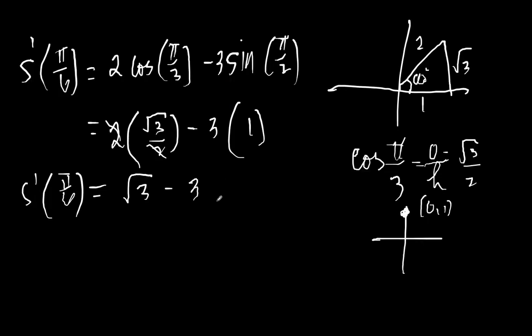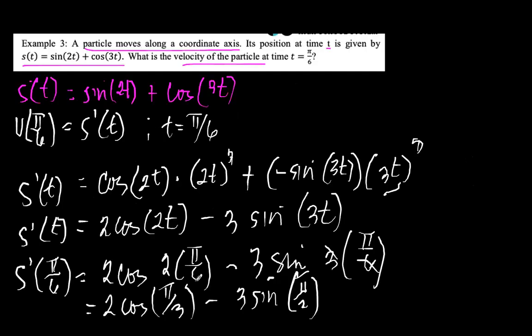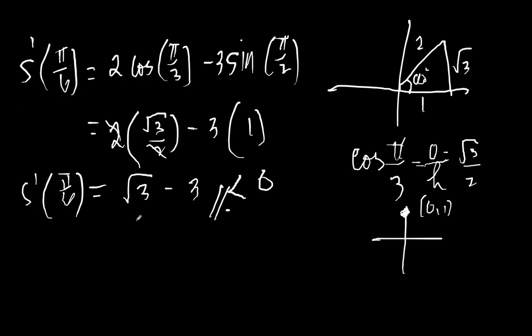This is the velocity of the particle at time pi over 6, which is less than 0, which means its position is decreasing over time. Did we answer question number 3, what is the velocity of the particle at time pi over 6? Yes, we did. So the answer is this.